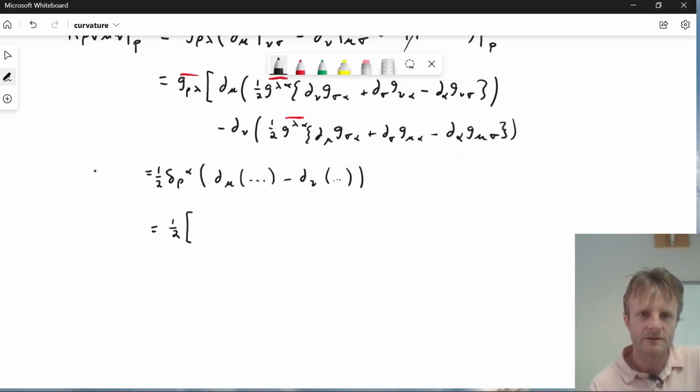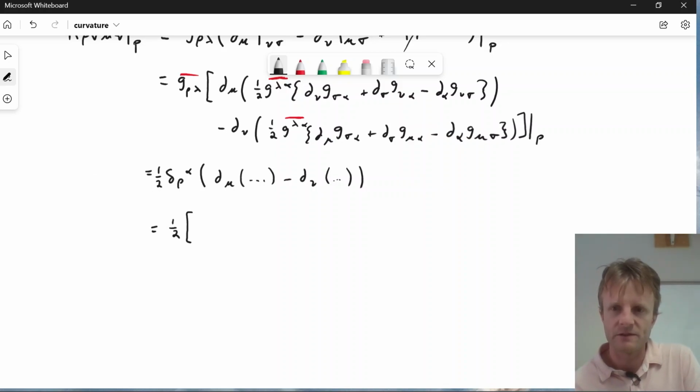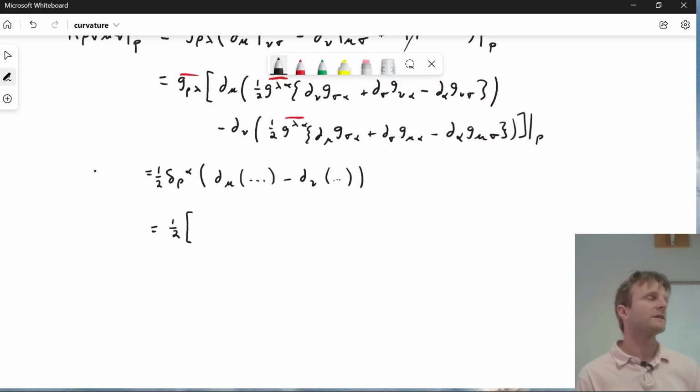Now I was allowed to move the inverse metric through the partial derivative because this is going to be at the point P. I should be writing that down explicitly every time. And so the first derivatives of the metric will vanish, because g is equal to eta, but then there's no linear correction because its derivatives vanish. So I can move those out when I'm evaluating at a point P. And then I will just get a bunch of second derivatives in here.